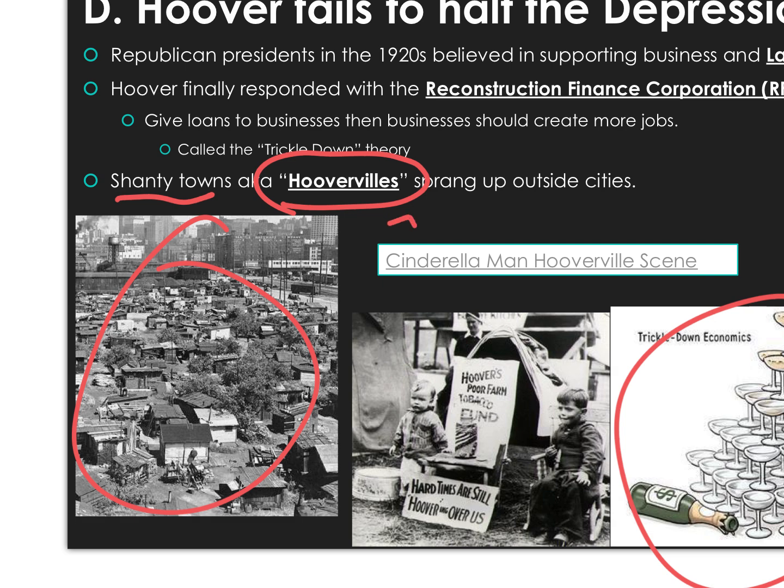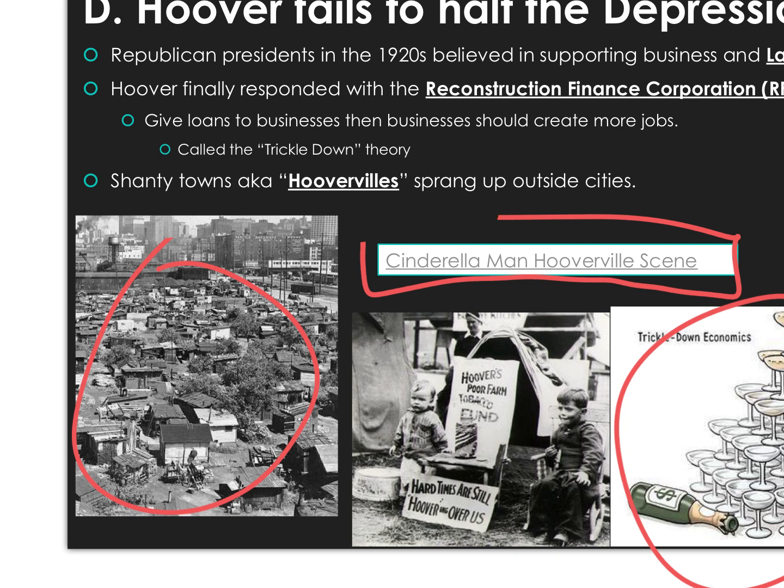There's even a movie called Cinderella Man that takes place in the Great Depression. They have a specific scene that shows the Hooverville, how dangerous it is. It's just a bunch of shacks put together at the last minute. When people moved to cities to find work, they couldn't afford to live in a city, so they took whatever material they could find and built these makeshift homes. They're technically called shanty towns, but they get nicknamed Hoovervilles because of the president at the time.